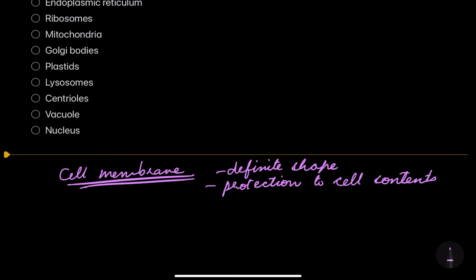Then it regulates the entry and exit of substances across it, right? Because of which we say that the cell membrane is selectively permeable. So it regulates entry and exit of substances through it.